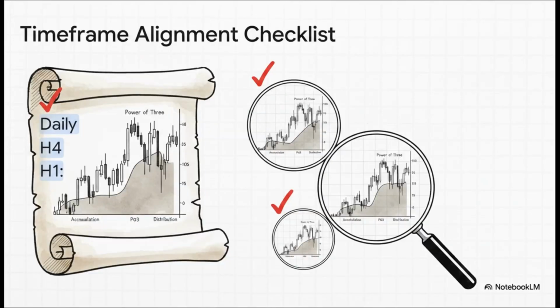So think of this as your daily mission briefing. It's your checklist before you even think about putting on a trade. You're asking, 1, does the daily chart look like it's setting up for manipulation? Check. 2, does the 4-hour chart agree? Check. And 3, as we get into our active trading window, does the 1-hour chart confirm the whole story? When you get all 3 of these lined up, it's like a set of Russian nesting dolls. That's your green light. That's the A-plus setup you've been waiting for.